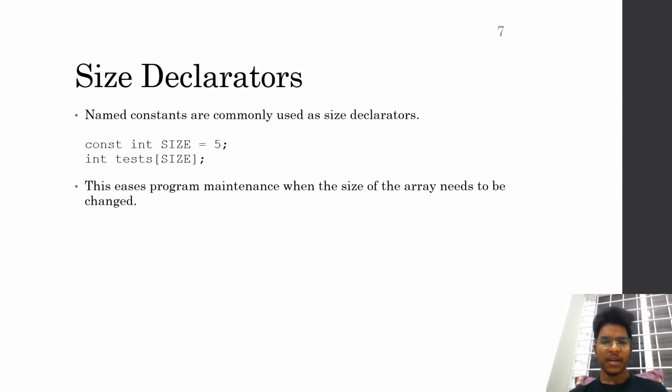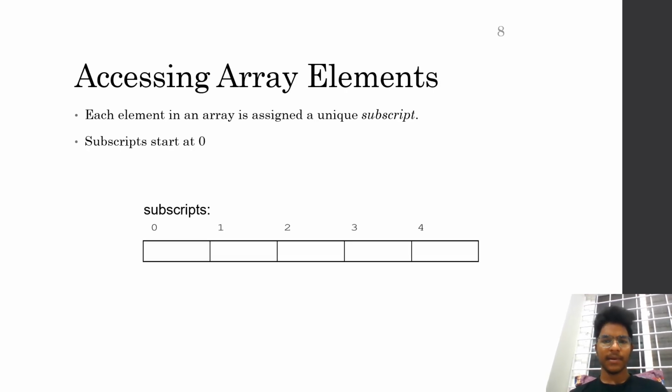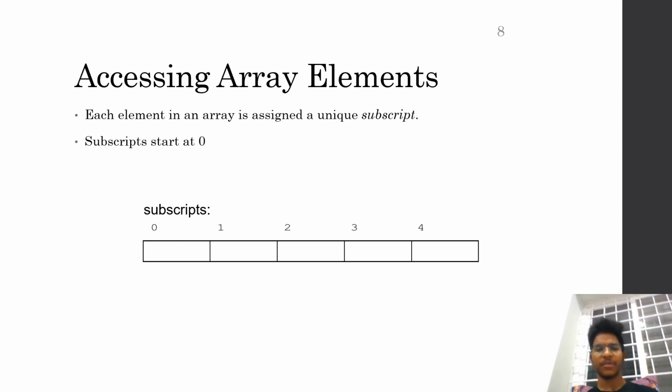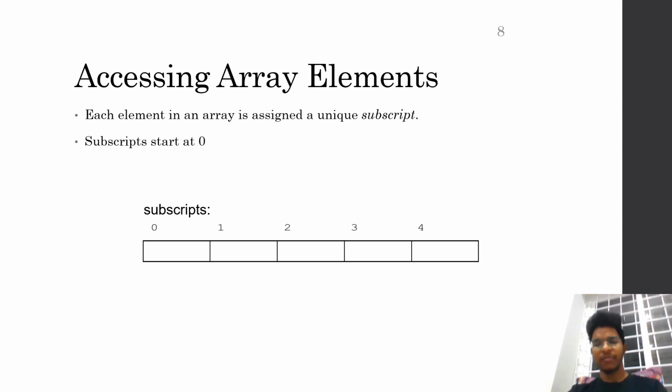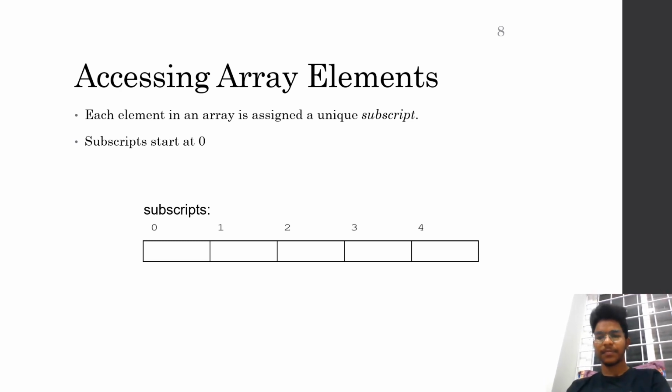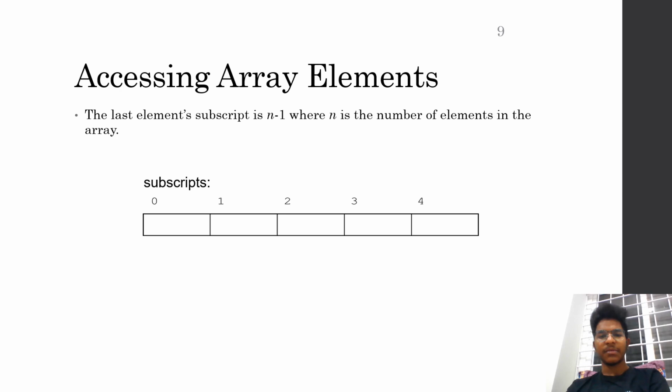Size declarators. Named constants are commonly used as size declarators. const int SIZE = 5; int test[SIZE]. This eases program maintenance when the size of the array needs to be changed. Accessing array elements. Each element in the array is assigned a unique subscript. Subscripts start at 0. Here you can see the subscripts as follows. The last element's subscript is n-1, where n is the number of elements in the array.